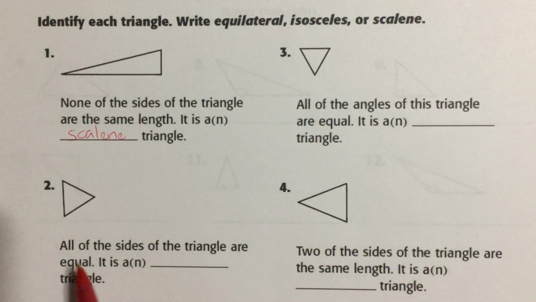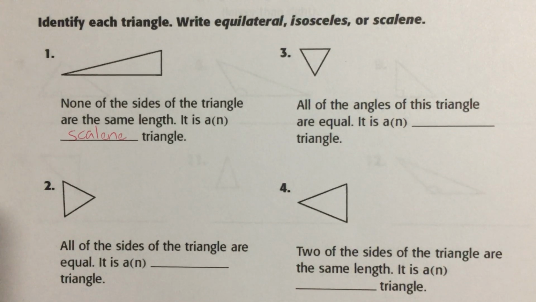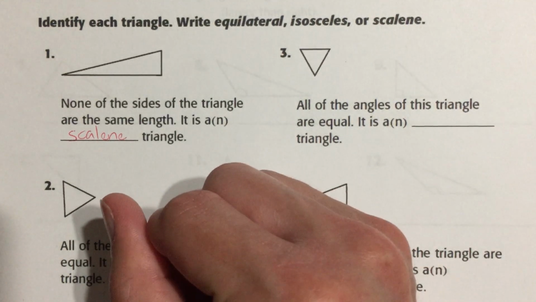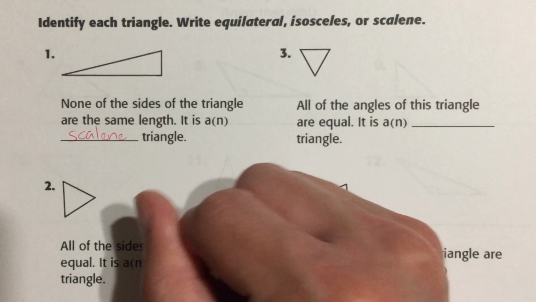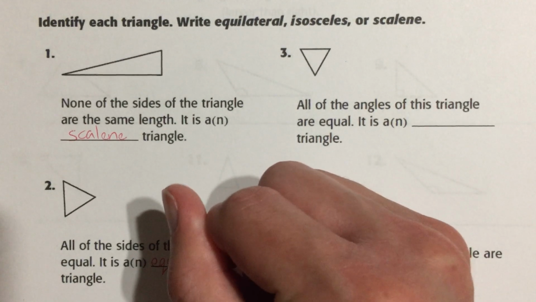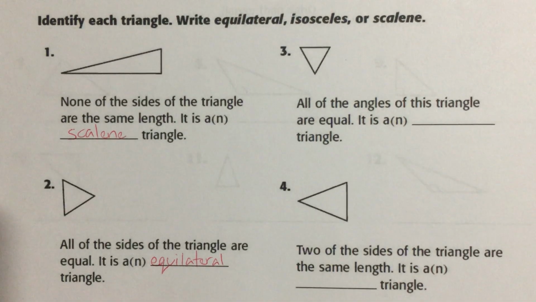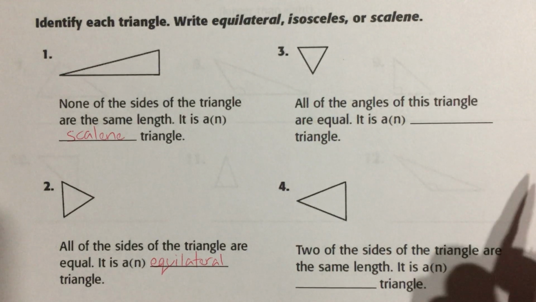Number 2, all of the sides of the triangle are equal. Well, that one we know right off the bat is an equilateral. They even use that word equal, which helps us to remember equilateral. Okay? Equal sides, same length sides.